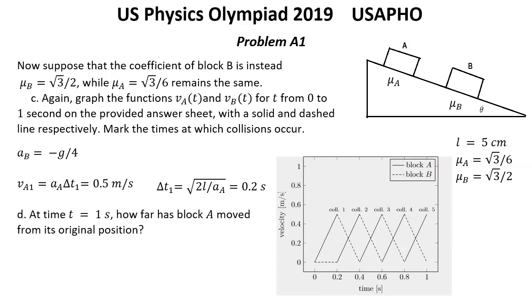Question D. At time t equal 1 second, how far has block A moved from its original position? Solution. Again, using this graph, we see that until 1 second there will be exactly 5 collisions, and each time block A will travel L, 5 centimeters. So it means that the total distance will be 5L or 25 centimeters. That was the solution for question D, and that was the solution for the whole problem.